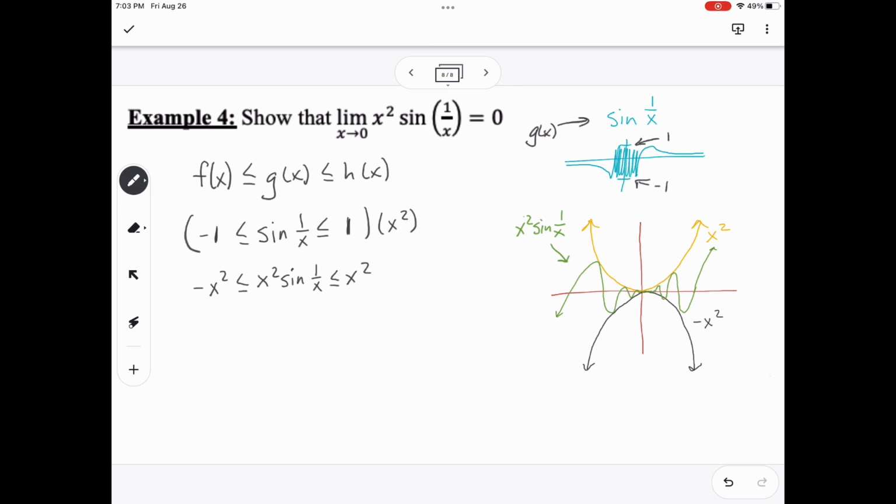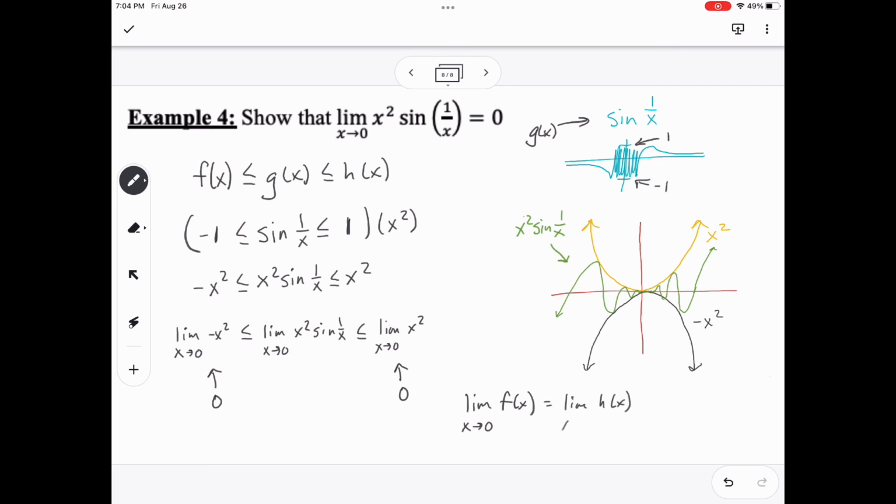And so now I'm going to attach my limits to everything. And now if you look at the graph on the bottom there, as the limit of -x squared is approaching 0, we are approaching 0 for a y value because our vertex is 0 there. Same thing for limit of x squared is 0. And so because they're both 0 at that point, that means that because we know x squared sine of 1 over x is in between the two, it also has to be 0 at the same spot.